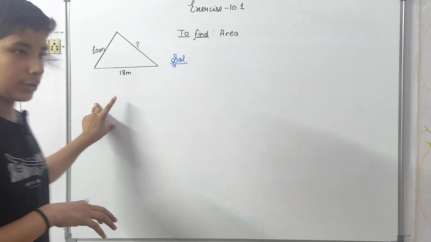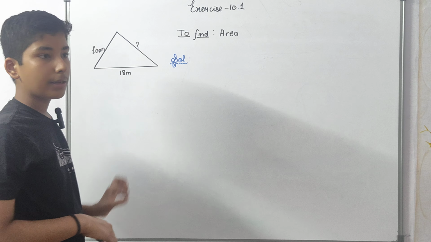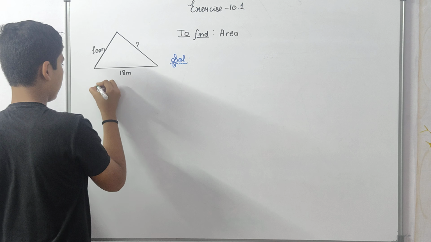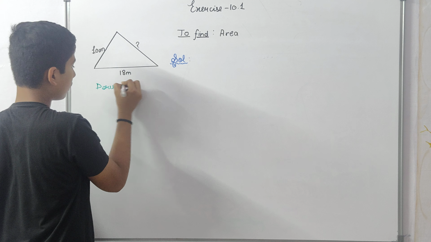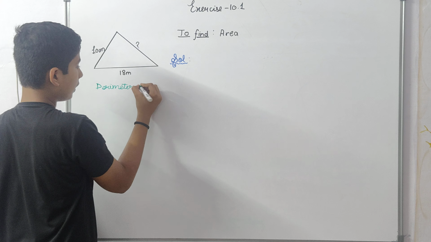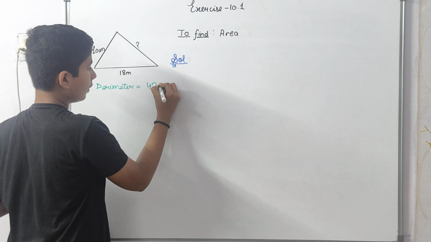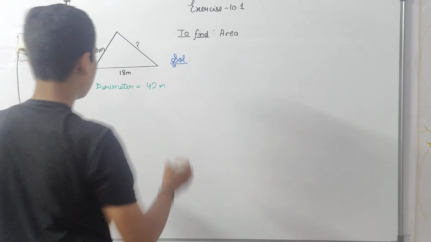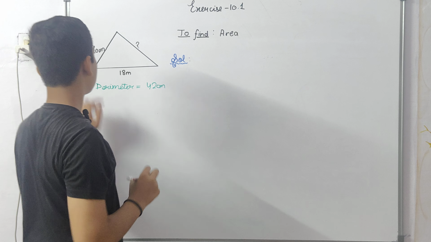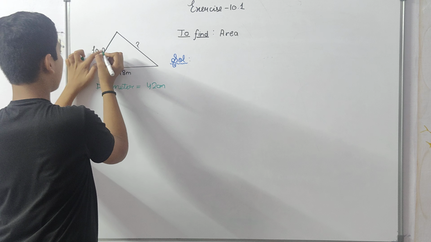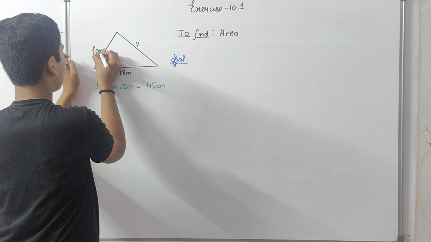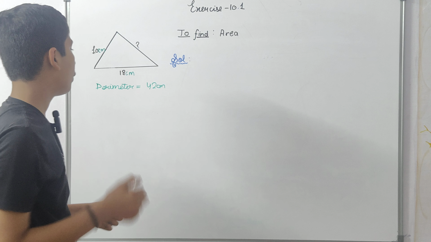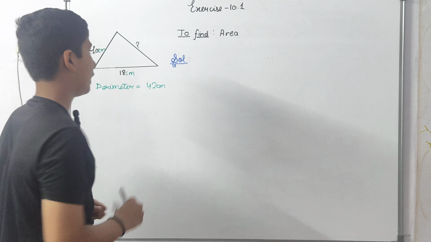In our next question, it is given that there is a triangle whose perimeter is 42 centimeters. Perimeter equal to 42 meter. Wait, let me check. It is centimeter, not meter. Centimeter. So this would also be centimeter. This also centimeter. Okay. Now we have to find the area.